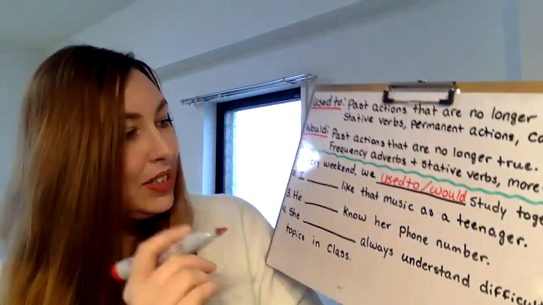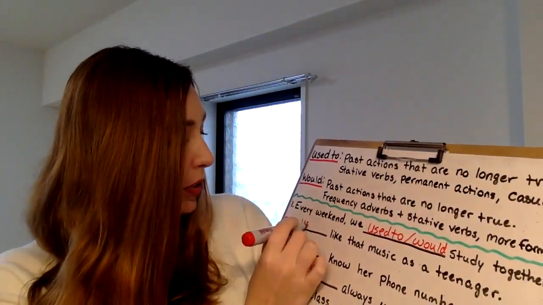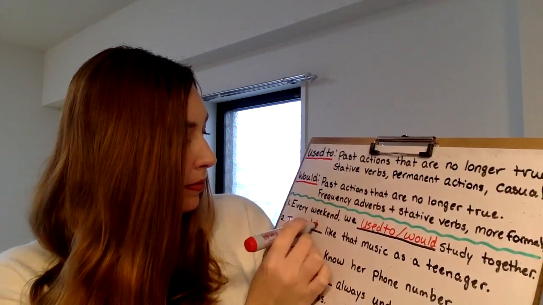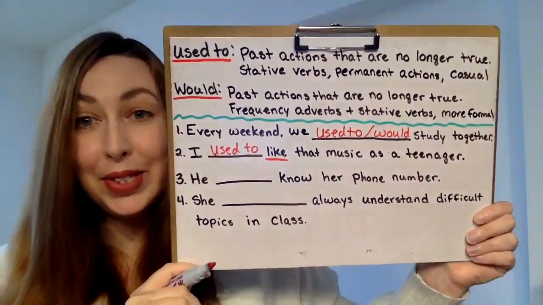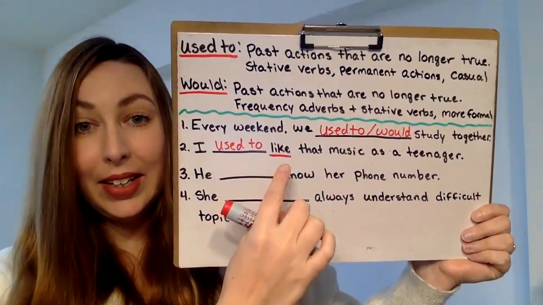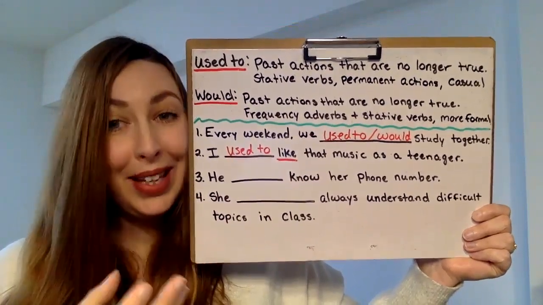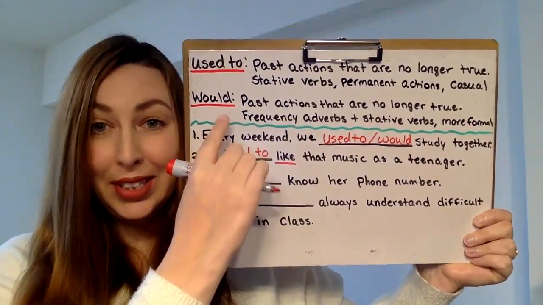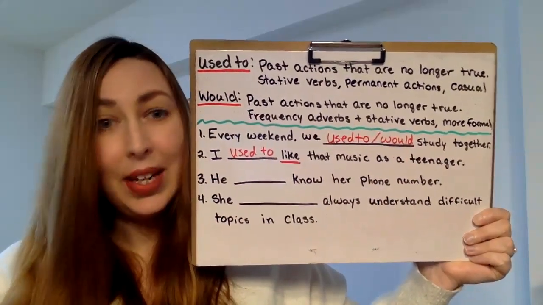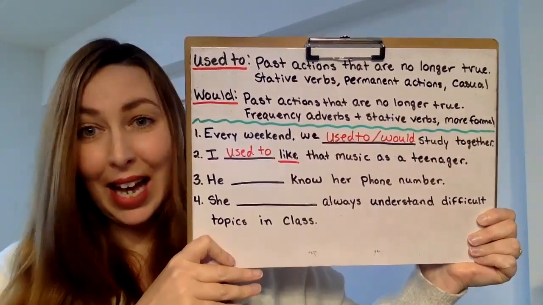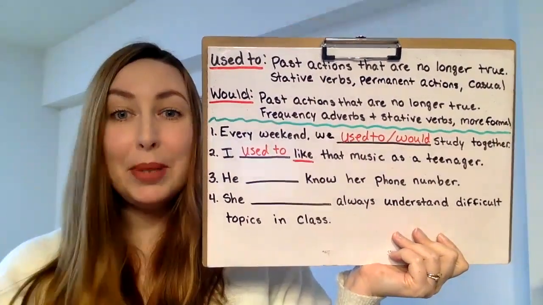Okay, did you write your answer down? So the correct answer here, there's only one. I used to like that music. Here, like is a stative verb. So we cannot use would. I would like that music as a teenager. So if you use would here, it doesn't sound like you are talking about the past, okay? Number 3.